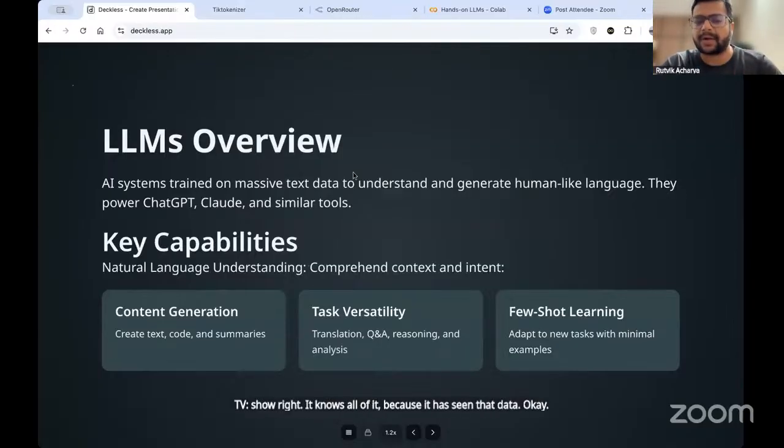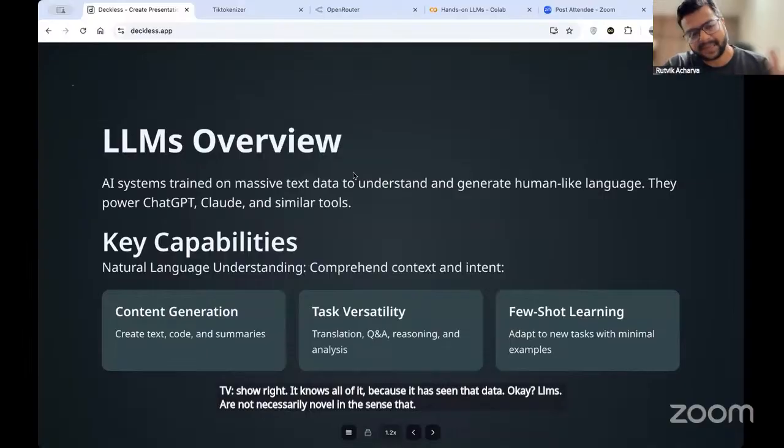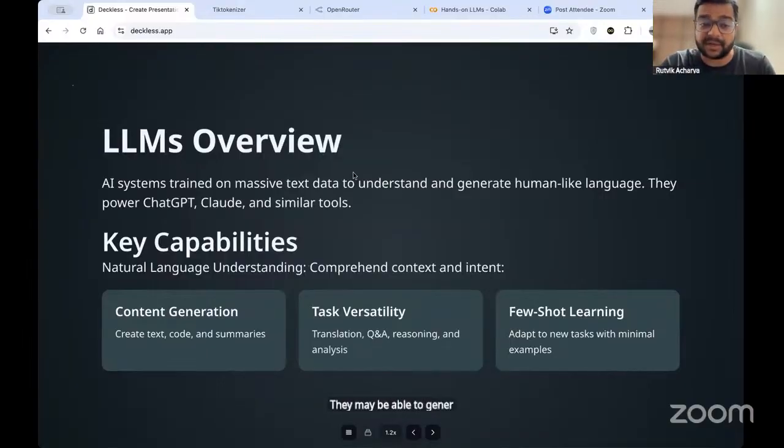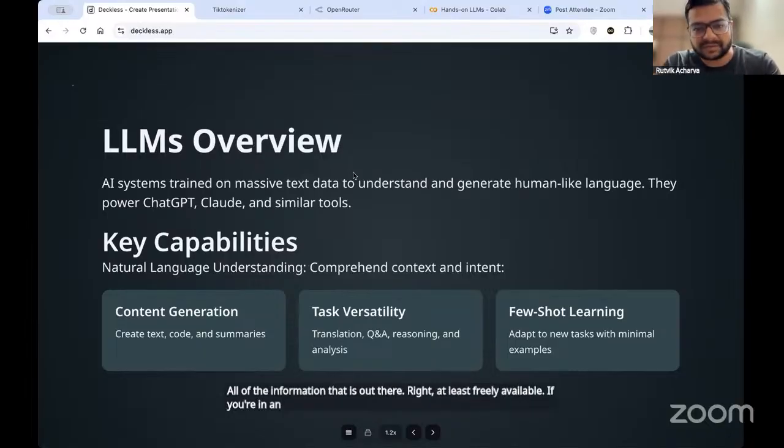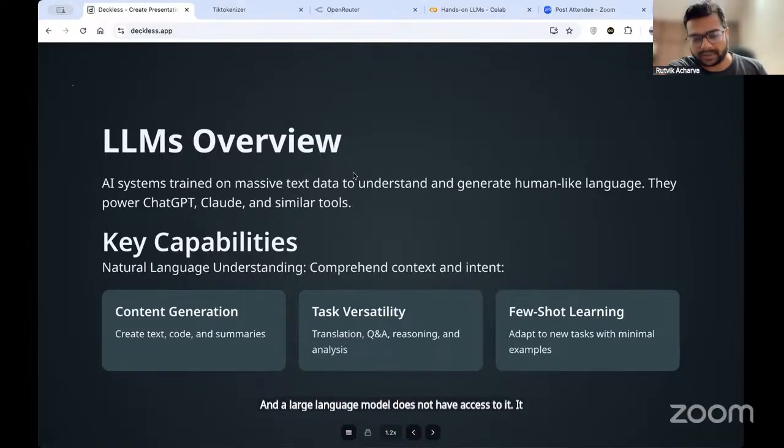Okay, LLMs are not necessarily novel in the sense that they may be able to generate something new that it has not seen, but that is mostly few and far between. We are talking about use cases where all of the information that is out there, right? At least freely available. If you're in an enterprise, if that's your personal data and a large language model does not have access to it, it would not be trained on that data, right? But in general, what it does is that it predicts the next token. That is how we probably think of a concept and then we try to put it in words.